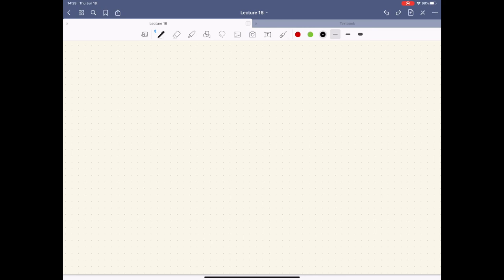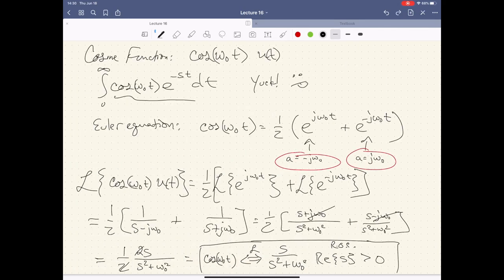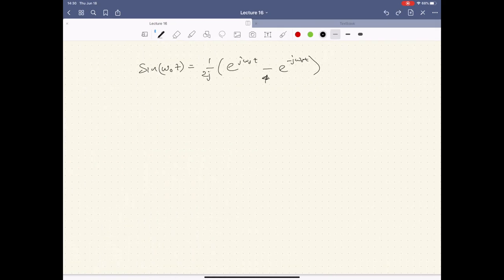except we have sine omega naught t is equal to 1 over 2j, and in this case, we actually take e to the j omega naught t minus e to the minus j omega naught t. Okay, and when we work this out, you can see this sign here is going to cancel out, instead of canceling out the j omega naughts. If this is a minus sign here, it's going to actually cancel out the s's and leave us with the j omega naughts. And so what we end up with then is that sine omega naught t, by a very similar process, it's almost exactly identical, is equal to, under Laplace transform, omega naught over s squared plus omega naught squared, with the same region of convergence.